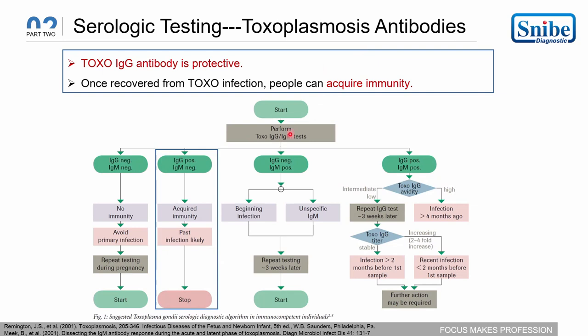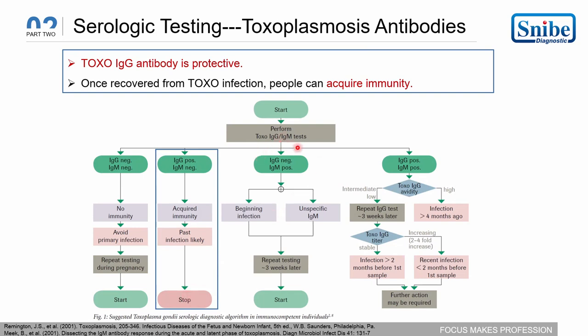So if the pregnant woman goes for this serological testing of toxo IgG and IgM for screening purposes, and they get the result of IgG positive and IgM negative, it means they have acquired immunity. They likely have a past infection. Now there's no need to go for further investigation, and the follow-up is stopped.